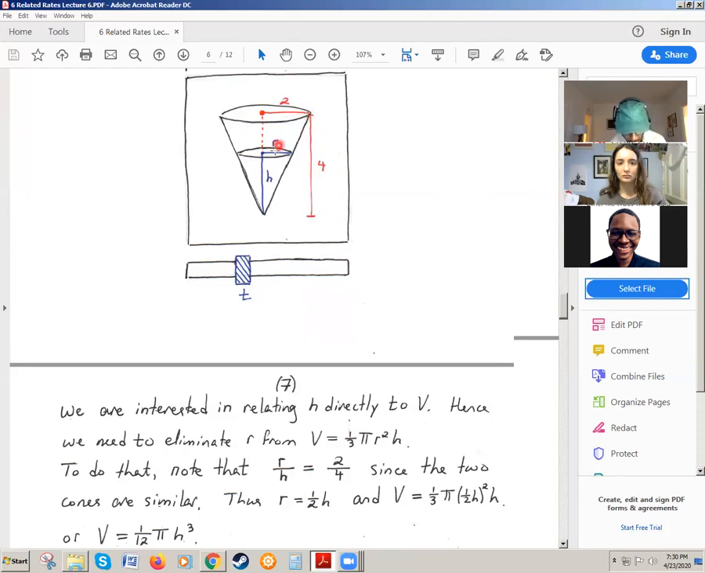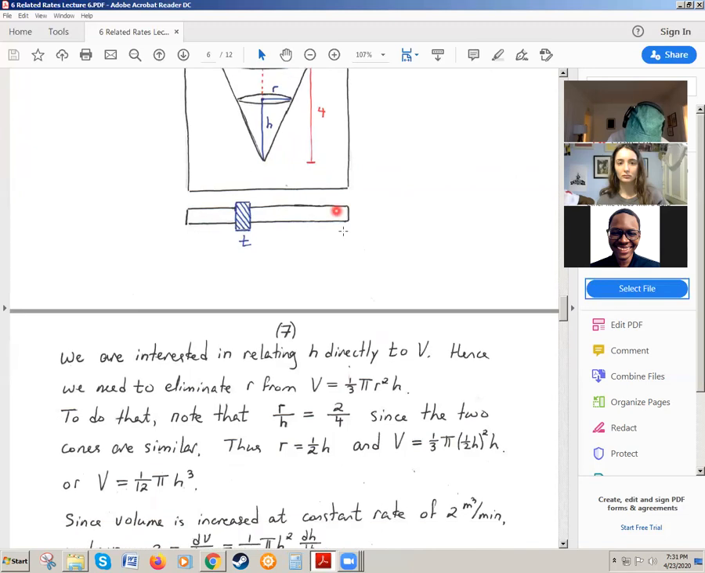So in this case, I want to get rid of the r. So what do I observe? I see that the radius of the big cone divided by the height of the big cone is 1/2, which means that for any other smaller cone that's proportional, the radius of that cone divided by the height will always be 1/2. So then I know that r over h is 1/2, which means r is 1/2 times h. And then I replace it into this formula, and I finally get that volume V is 1/12 pi h cubed.